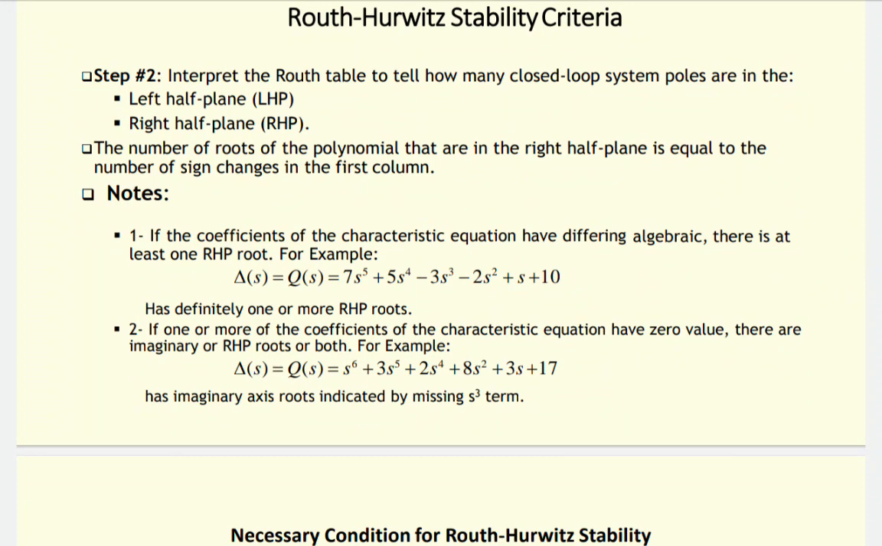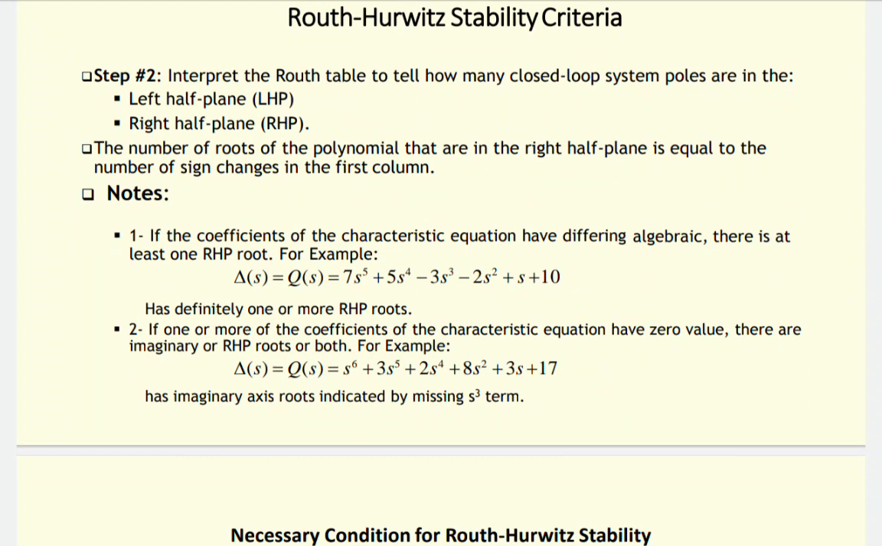Number 1, if the coefficients of the characteristic equation have different algebraic signs, there is at least one right half plane root. For example, delta of s, that is the denominator polynomial q of s, is 7s to the power 5 plus 5s to the power 4 minus 3s cube minus 2s square plus s plus 10. Obviously sign changes are present, that's why we can say for this example at least one root will lie on the RHP and the system will become unstable. How can I tell unstable? So it has definitely one or more right half plane roots.